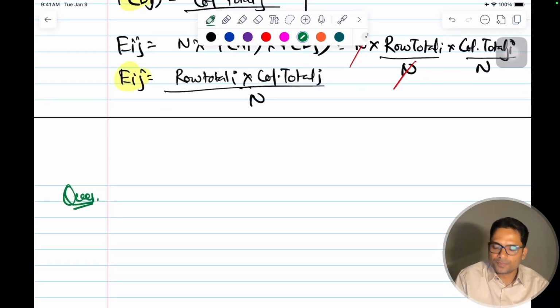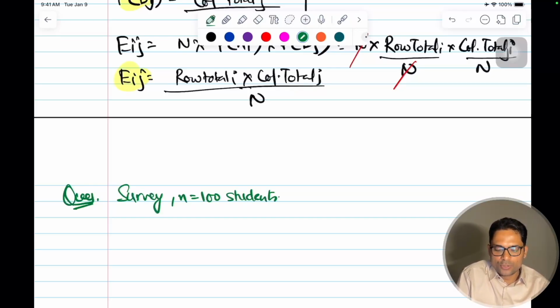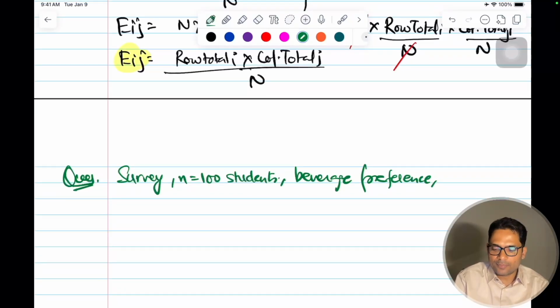So the question is, we survey, again whatever example, I'll just carry the survey, n is equal to 100 students. I'm surveying 100 students to find out what is their preferred beverage, tea or coffee, and I'm categorizing them on the basis of their gender, male and female.